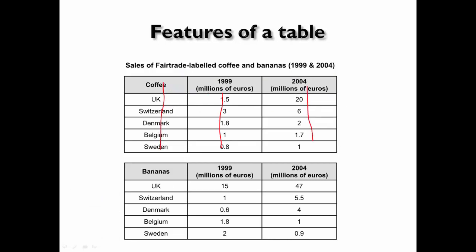And we're told here the measurement is millions of euros. So by looking at these four things, looking at the title, looking at the columns, looking at the rows, and looking at the units of measurement, we can easily understand what's happening. And this is two different tables here, so we need to take that into consideration as well.